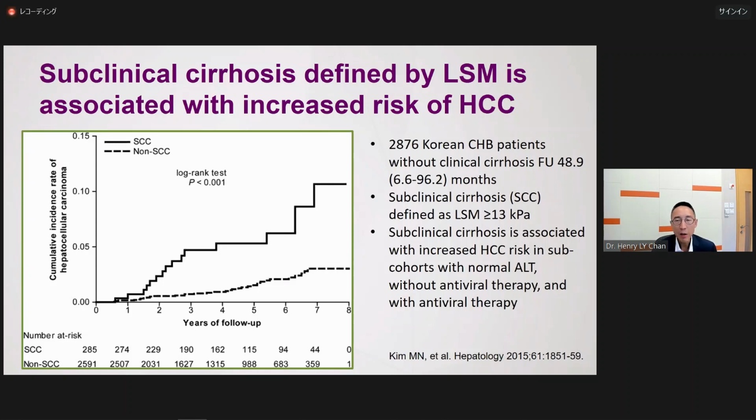So among these 2,800 patients, they found that patients with subclinical cirrhosis, that is the solid line on the Kaplan-Meier curve, have a much higher incidence of hepatocellular carcinoma over a follow-up of 8 years as compared to patients with no subclinical cirrhosis. And they also did a lot of subgroup analysis, including patients with normal ALT level, patients with or without antiviral therapy, and they found that this association still held. In other words, liver stiffness measurement is a more sensitive marker of liver cirrhosis than a pure clinical assessment.